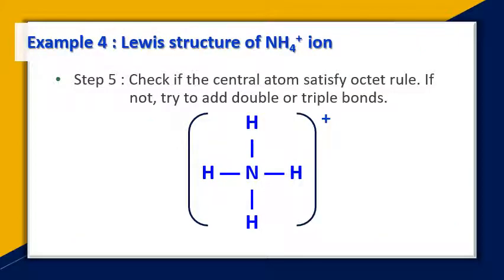Finally, check if the central atom has satisfied the octet rule. If not, try to add a double or triple bond. Since in this ion, the hydrogen has formed a duplet configuration, while the nitrogen forms an octet configuration, the ion has satisfied the octet rule.